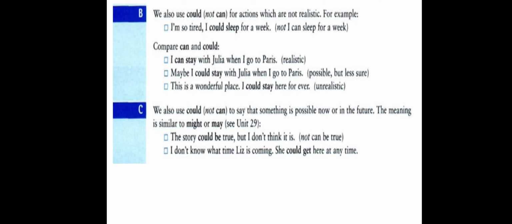The third example, this is a wonderful place. I could stay here forever. We use could here because nobody could stay in one place forever. Because this is an unrealistic situation. The situation is not real, can't happen, can't be achieved. Nobody stays at the same place forever. That's why the speaker uses could. So the sentence becomes like this: I could stay here forever, not I can. The person doesn't use can here.